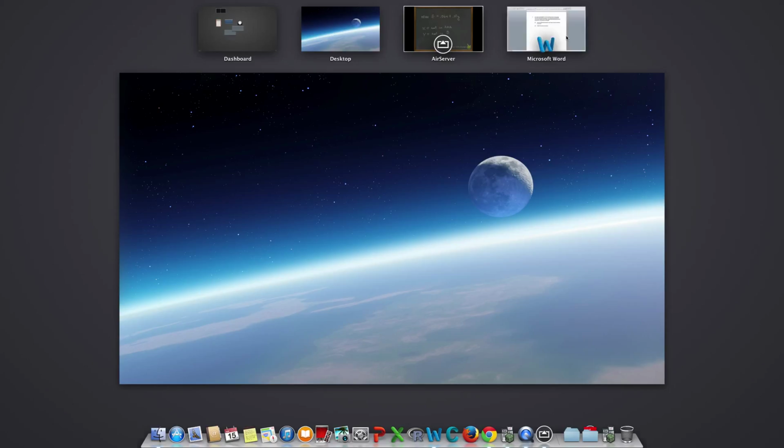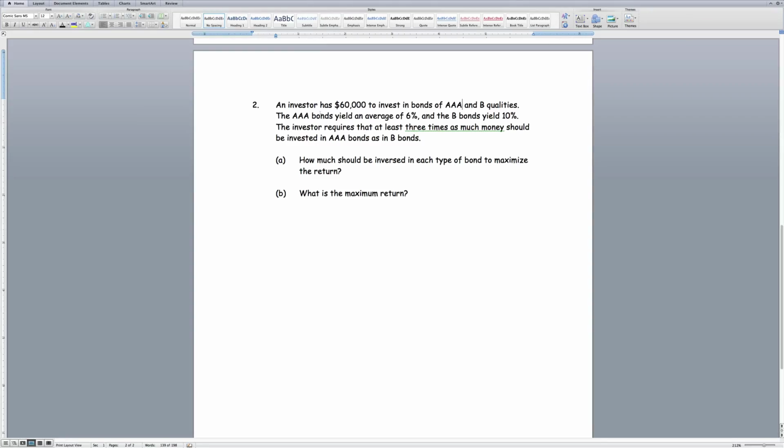All right, so now we've got to get into our constraints. Well, first thing, it says the investor has $60,000 to invest. Doesn't mean he has to invest all of it, or she. So how much should he or she invest? Well, it's got to add up to less than or equal to $60,000. So one constraint's really simple. And that's this one right here.